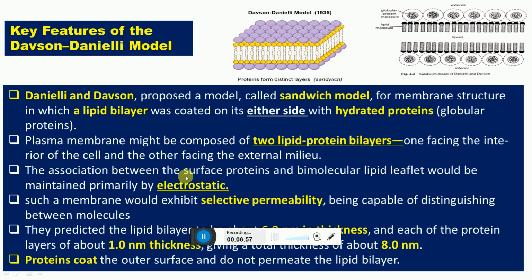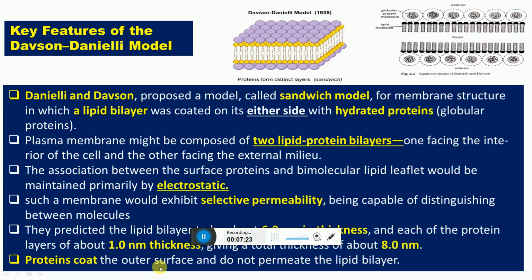The association between the surface protein and the biomolecular lipid bilayer is maintained by electrostatic forces. Such a membrane would exhibit selective permeability, being capable of distinguishing between molecules. They predicted the lipid bilayer thickness, and each of the protein layers is about 1 nanometer thick, giving a total thickness of about 8 nanometers.